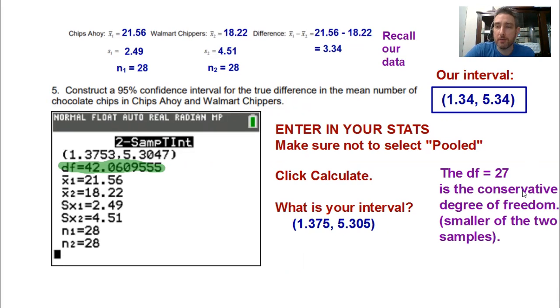But the degree of freedom, the 27, is the smaller of the two samples. So since they were both 28, it didn't matter. But if one of them was like 24, you'd want to use 23 as your degree of freedom. So since the degree of freedom by hand was 27, that is the smaller of the two samples, and that gives you our interval 1.34 to 5.34. The calculator is giving you a larger degree of freedom. It doesn't use the conservative estimate, and that's okay.